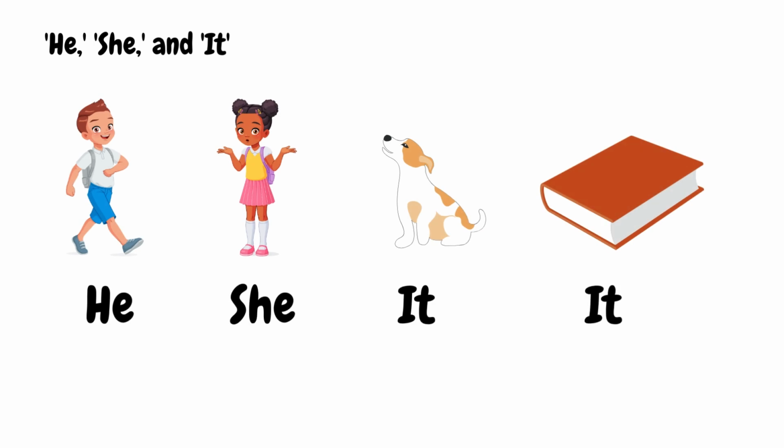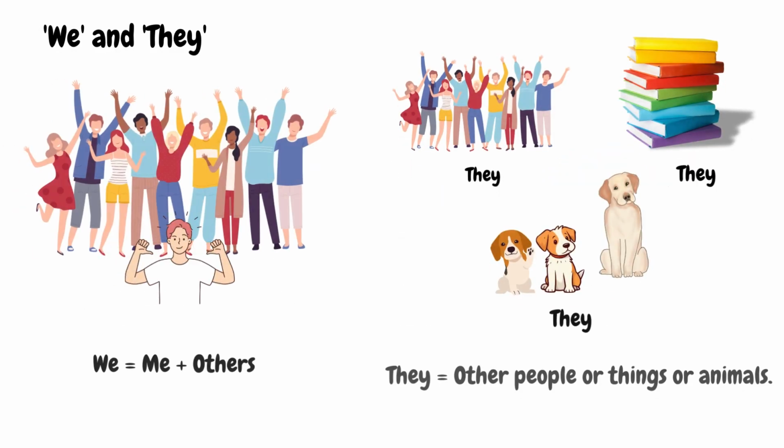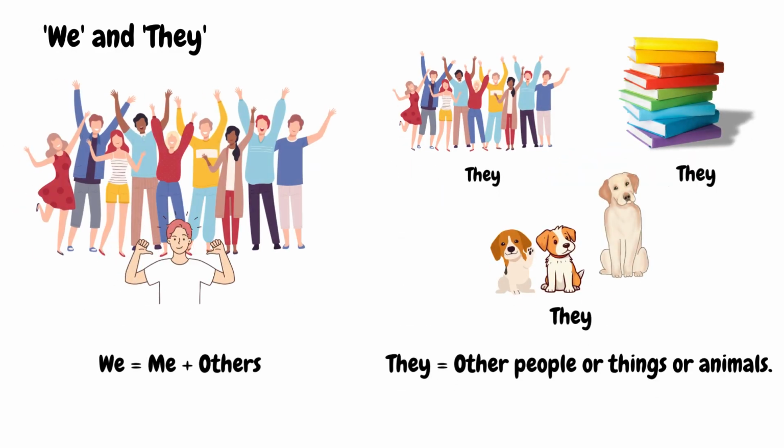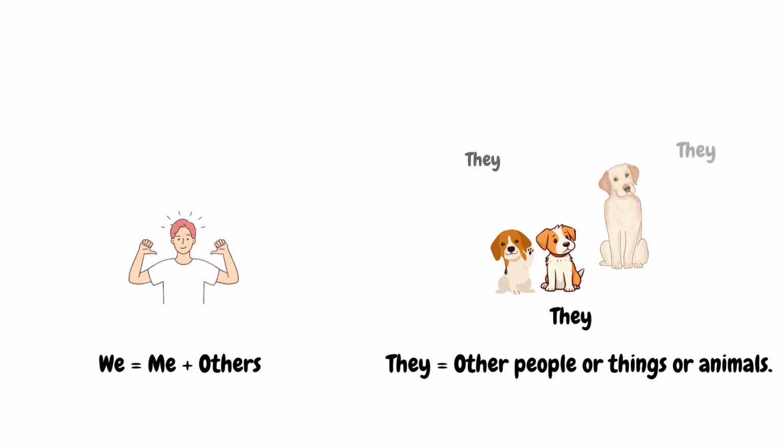He is used for a man or a boy, like he is my brother. She is used for a woman or a girl, like she is my sister. It is used for things or animals in singular forms, like it is a dog. We means you and other people, like we are friends. They is used for other people or things, like they are happy.